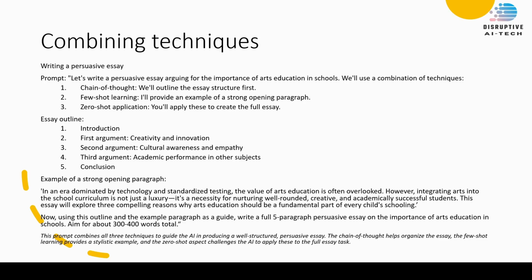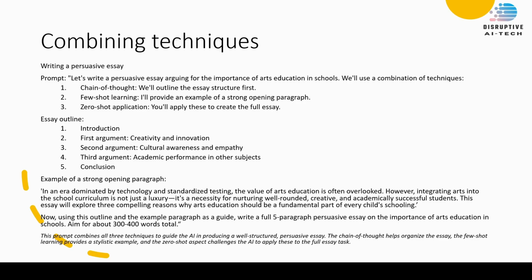So that means we are giving this situation, write a paragraph. We don't know how it is going to write, but we have given the example and also we have given the essay outline. So this is the prompt we are giving to the AI. So it will use chain of thought, it will use few shot learning, and also it will use zero shot learning. So when we give this example, let's see how the AI will give us the answer.